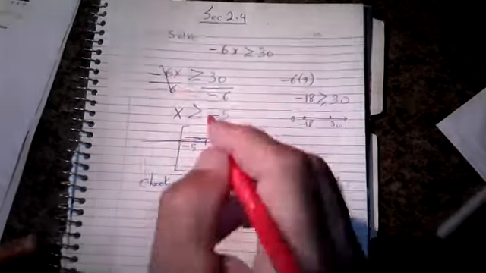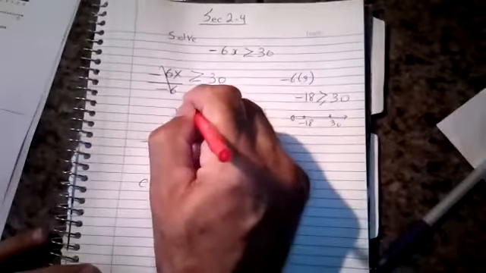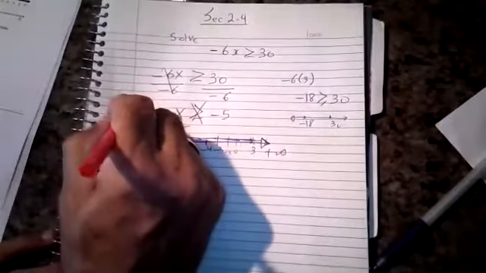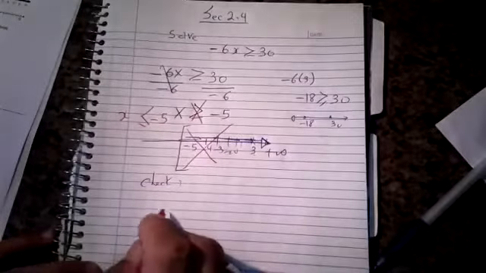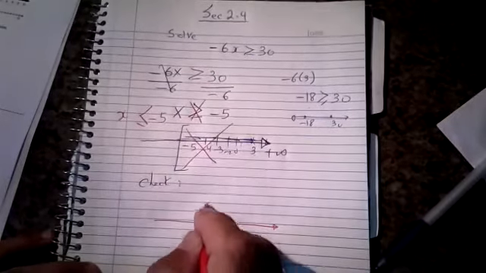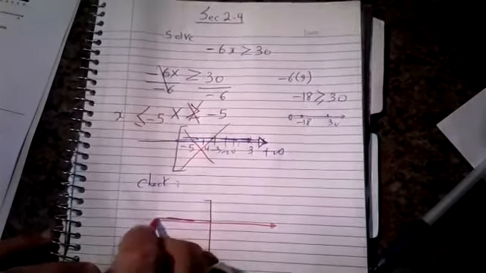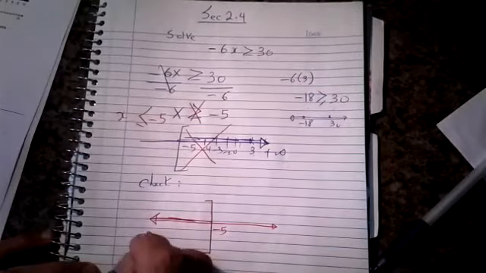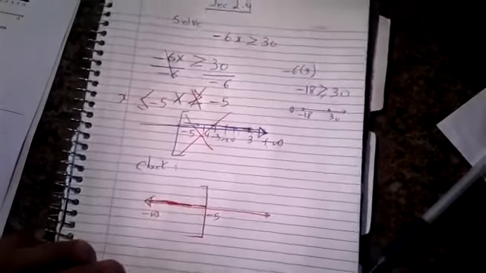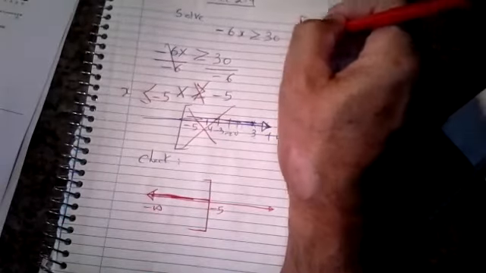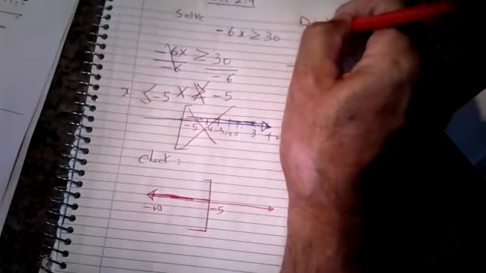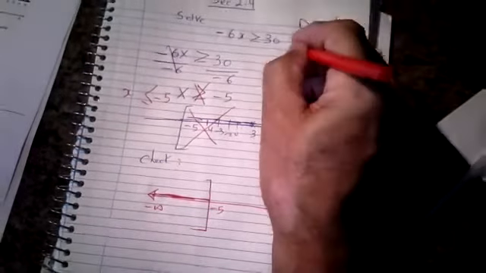Well, when you divide by a negative, you gotta remember to switch the sign. So x is not greater than, x is less than negative 5, okay? So then, when you graph it, you go to the left of negative 5. So you need to remember this. When you divide by negative, you gotta switch the sign.